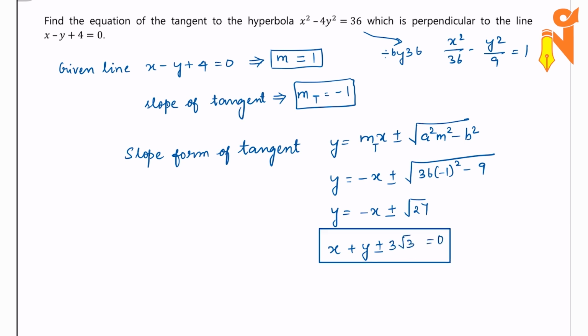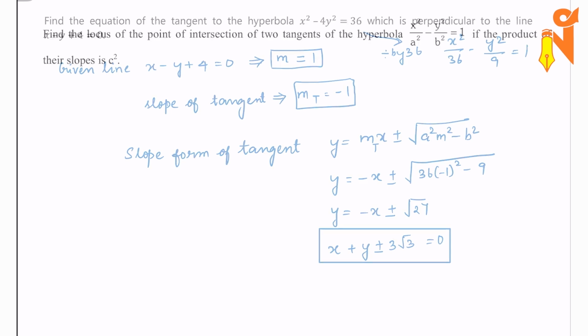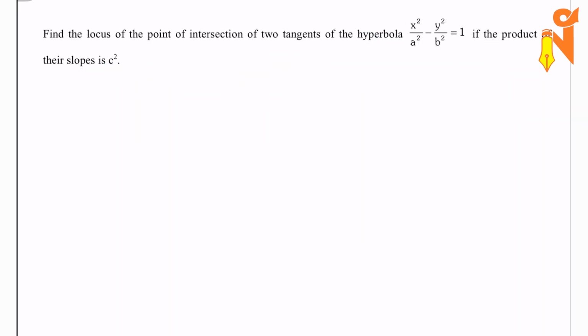So here, as I said, for the same slope you will get two equations of tangent. One you will get by taking plus 3√3, the other by taking minus 3√3. Hope it is clear to you. Our next question, before I solve, please pause the video and try from your end. Later on you can check the solution.